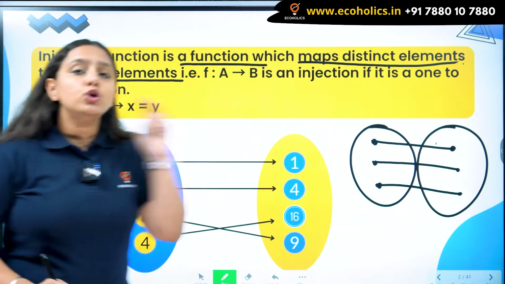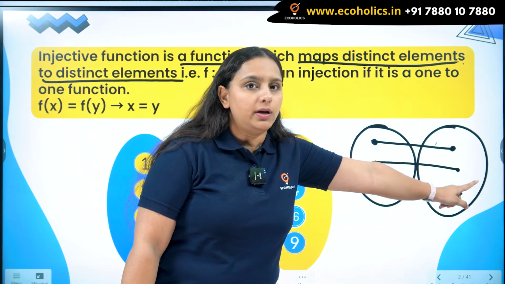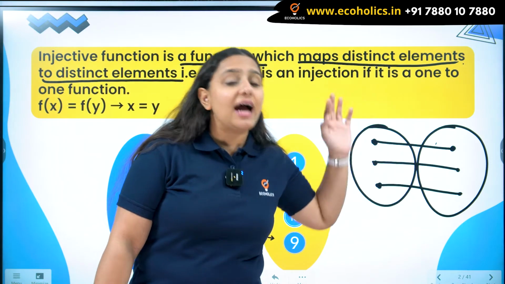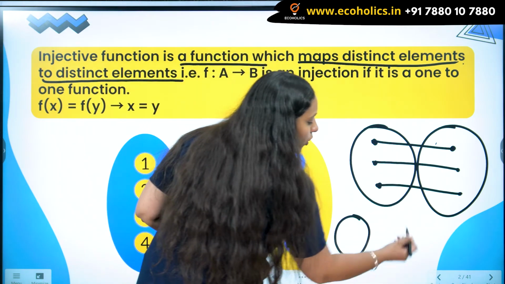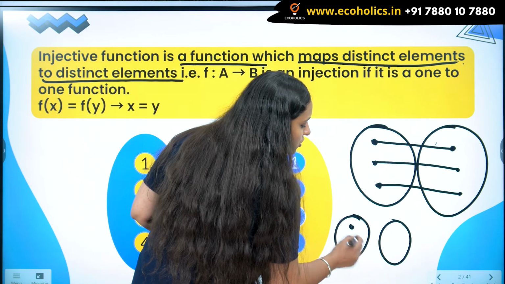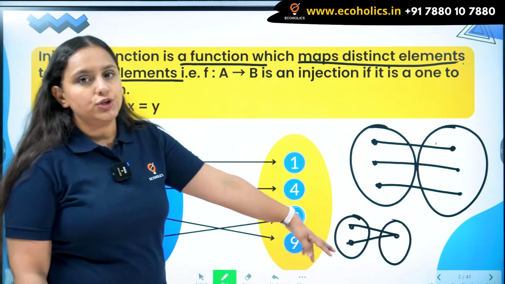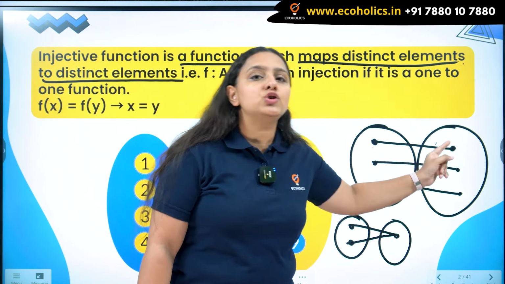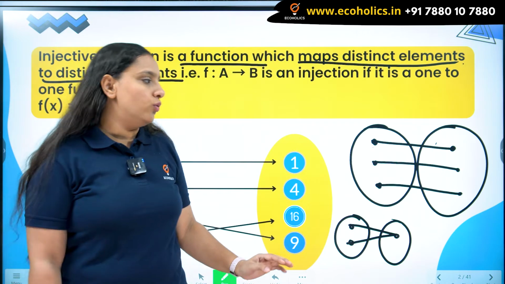Because if two elements from your domain are going to just one single element in your range, that is not one-to-one. That thing you don't want in your function. So I do not want this case where two elements are going to just a single element in the range. I want one individual element to go to an individual element in the codomain, and the same for everyone over here.